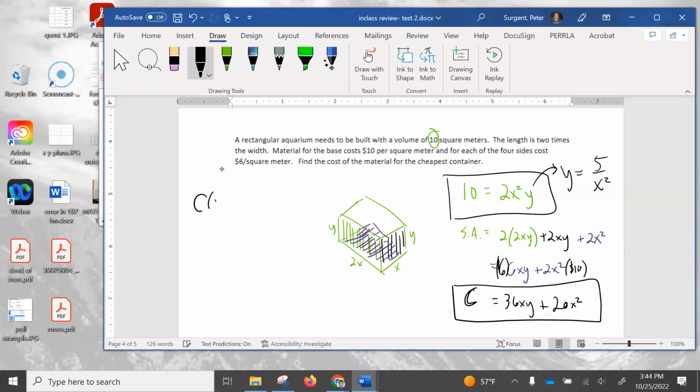And now I can write my cost as a function of x, and it's 36xy plus 20x squared. That guy goes away. One of those goes away. 150 plus 30. At least one of you just had, it looked like you did everything right, but you had that number wrong. I think that should be 180, right? Yeah, that looks right.